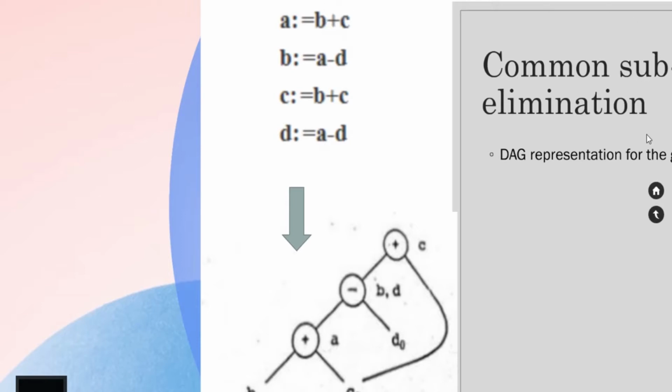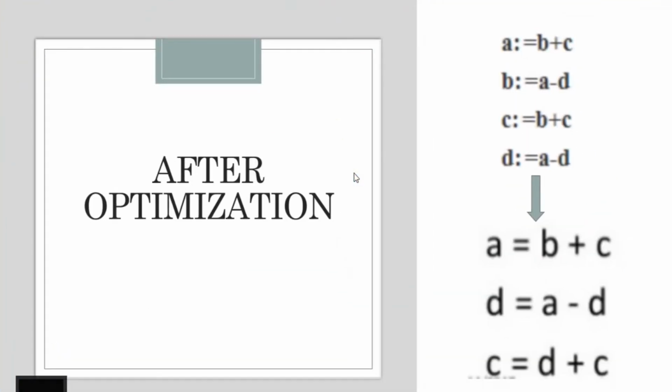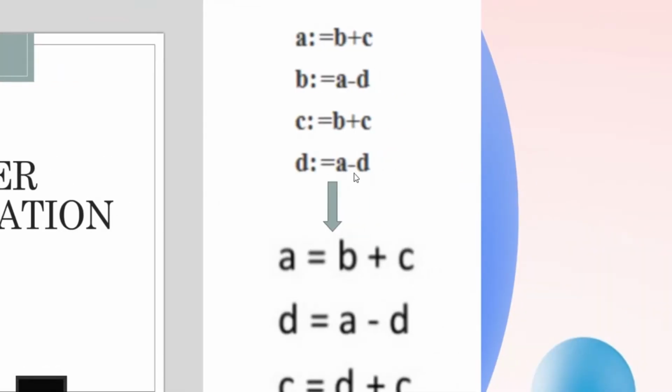After eliminating this common sub-expression, the optimized three address statements are represented here. A equal to B plus C, and from the previous DAG, we have eliminated what? We have eliminated B, isn't it? So B is equal to A minus D, and once again while executing the fourth statement, the same common expression is evaluated again. So the result of B is stored where?